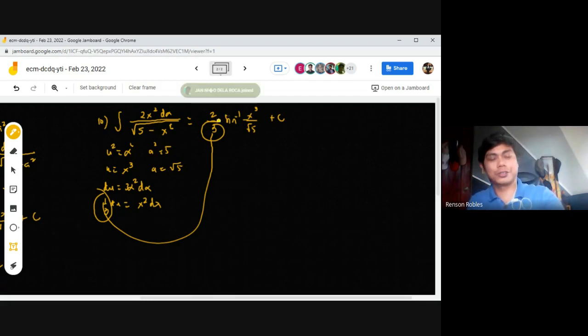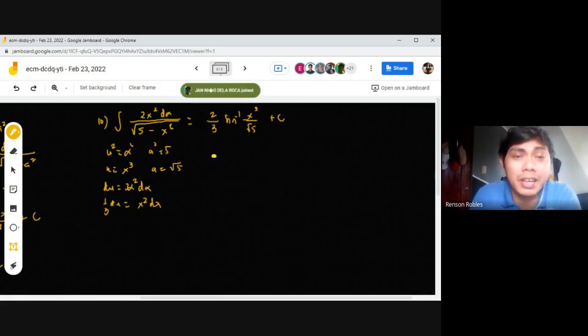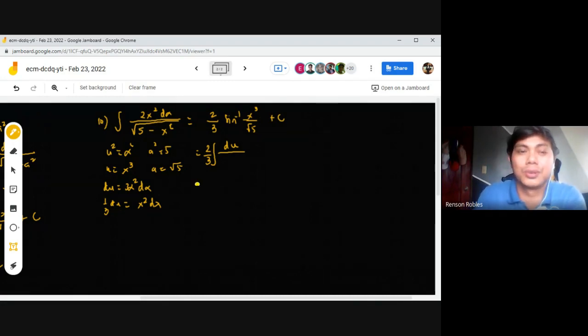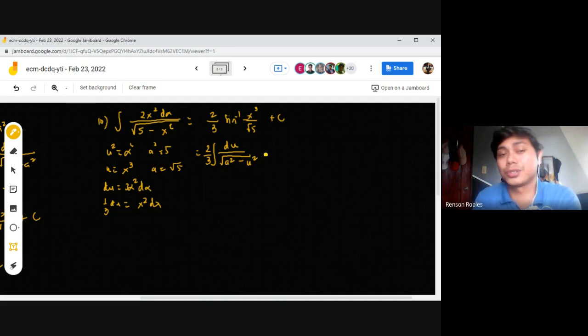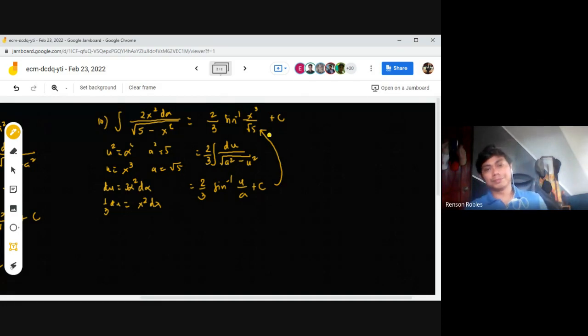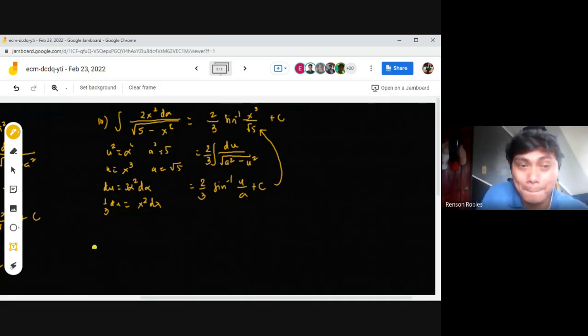And then kinopya lang yung 2 sa unahan. Then you have integral of 2x squared dx. So that's 2/3 du. 2x squared dx is 2/3 du. And then you have square root of 5, that's a squared minus x to the 6. That's your u squared. All right, so you have 2/3 arc sine u over a plus c. When you change u and a, you'll have this. Right? Okay na tayo dyan.